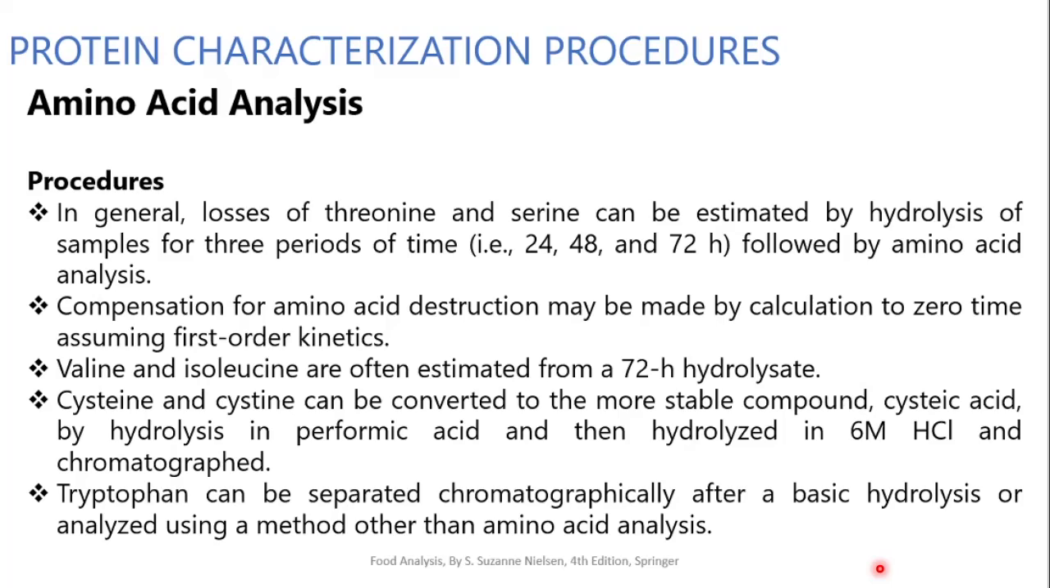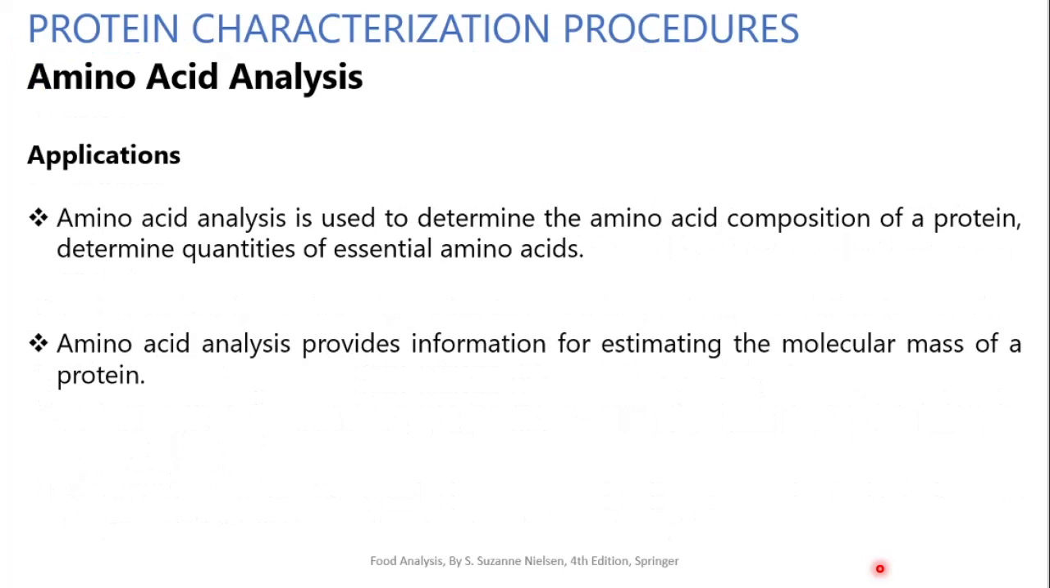Cysteine and cystine can be converted to a more stable compound, cysteic acid, by hydrolysis in performic acid, then hydrolysis in 6 molar HCl, and then we have to separate by chromatographic method. Tryptophan can be separated chromatographically after basic hydrolysis or analyzed using a method other than amino acid analysis. Generally, tryptophan is very prone to acidic hydrolysis, so it is totally decomposed under acidic hydrolysis. That's why we have to perform the basic hydrolysis method or any method other than the amino acid analysis. Then, what are the applications?